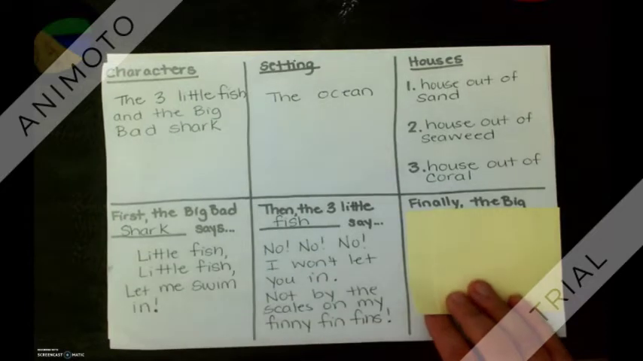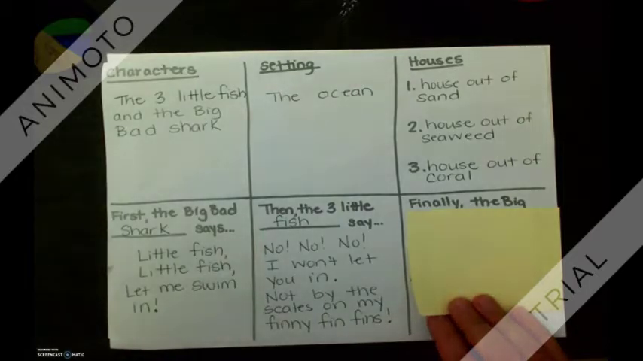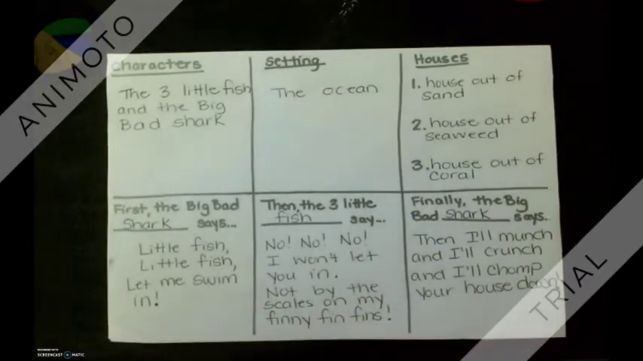Finally, the big bad wolf says, then I'll huff and I'll puff and I'll blow your house down. And sharks don't blow, but they do bite, they munch, they chomp, lots of different things. So, I have the shark saying, then I'll munch and I'll crunch and I'll chomp your house down.